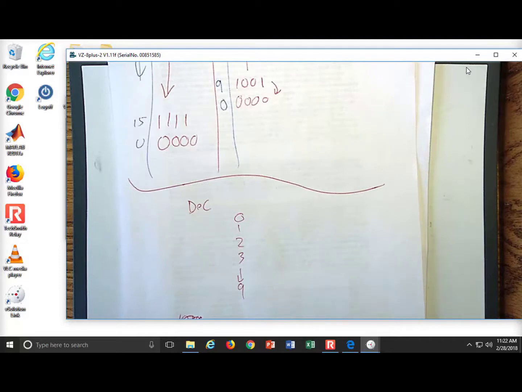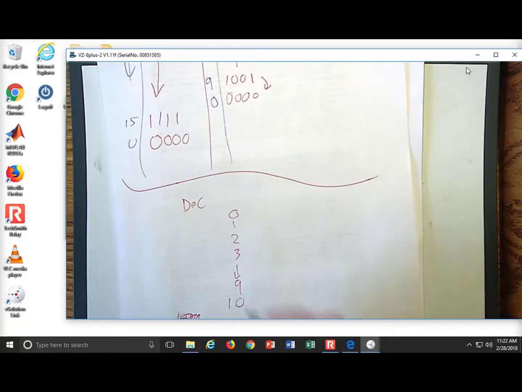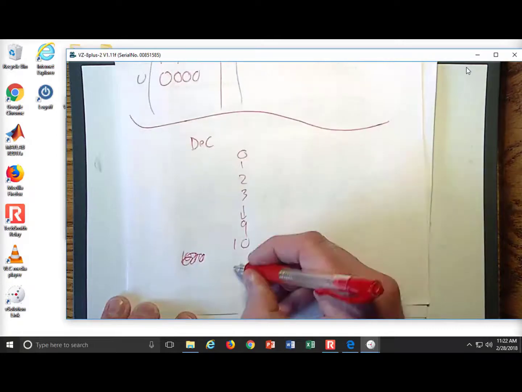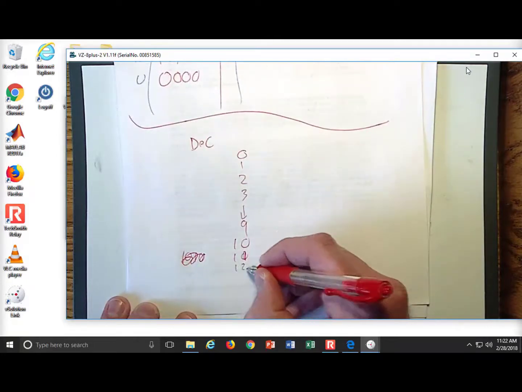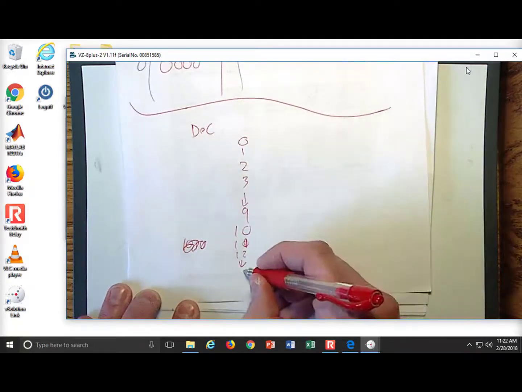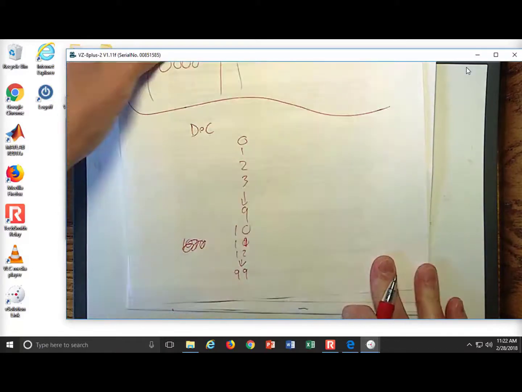But if I want to count higher than 9, what do I have to do? I have to bring on another symbol, don't I? So I have to actually bring on 1, 0. And then I count up 1, 0, 1, 1, 1, 2, and I keep going. At some point, I'm going to get to 99, and what do I want to do?